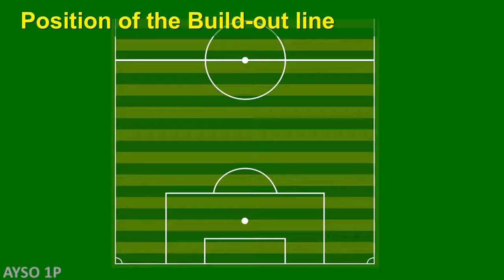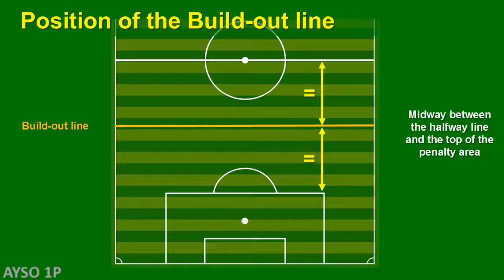It does not impact play for free kicks. Build-out lines should be drawn on the field midway between the halfway line and the top of the penalty area. If the lines are not present on the field, they may be marked by cones or flags placed 1 yard off the field at either end of the line. These must be clear to the referee, who should point them out to the players and coaches before the match.